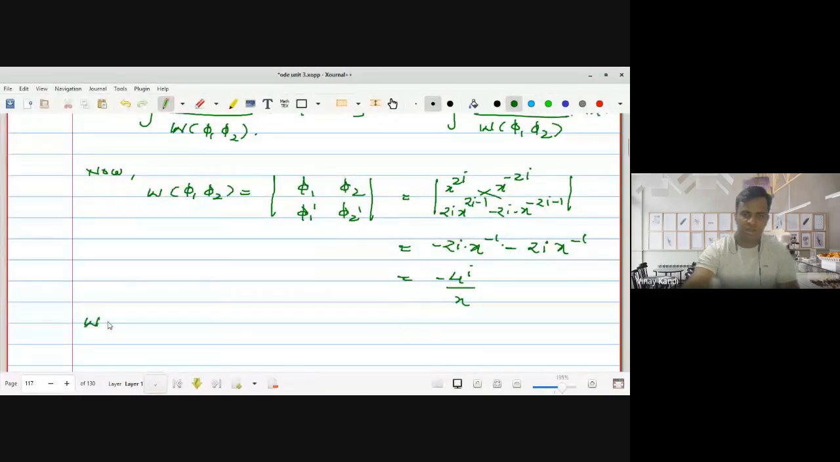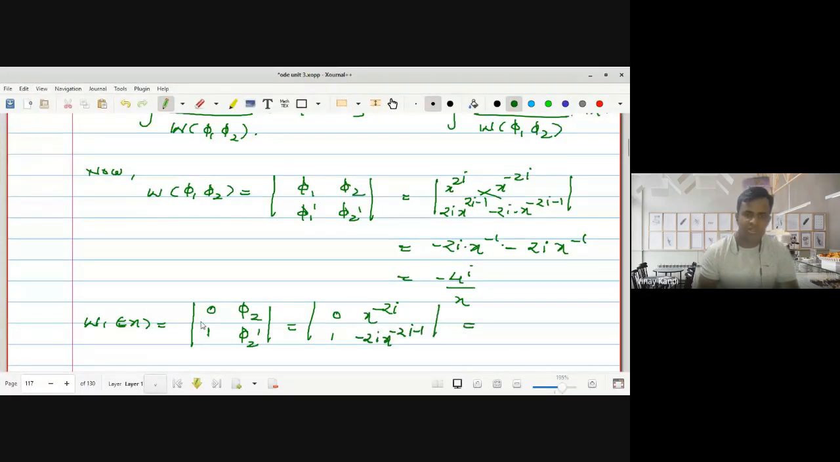Now w1 of x is equal to replacing the first column with 0 and 1, and this is as it is, phi2 and phi2 dash. That is 0 and 1, x raised to minus 2i. So phi2 dash is minus 2i into x raised to minus 2i minus 1. After solving this, the value of w1 is x raised to minus 2i with a negative sign. So this is the w1.